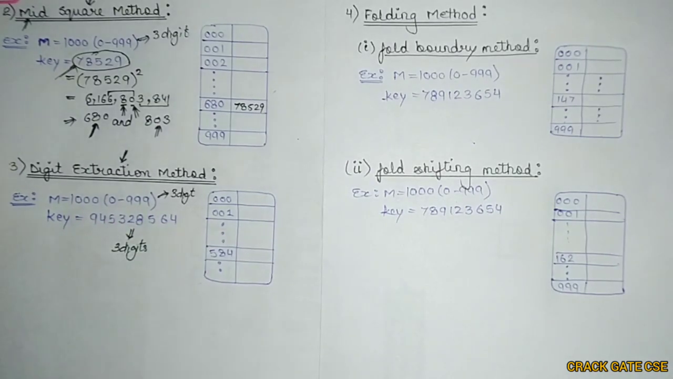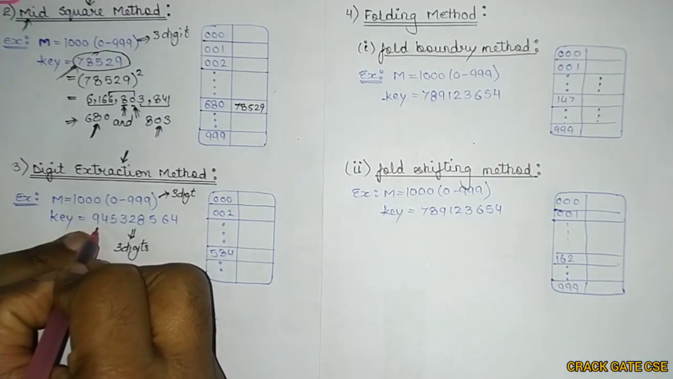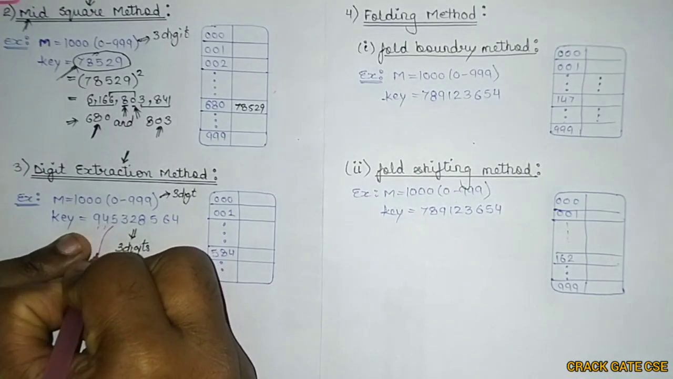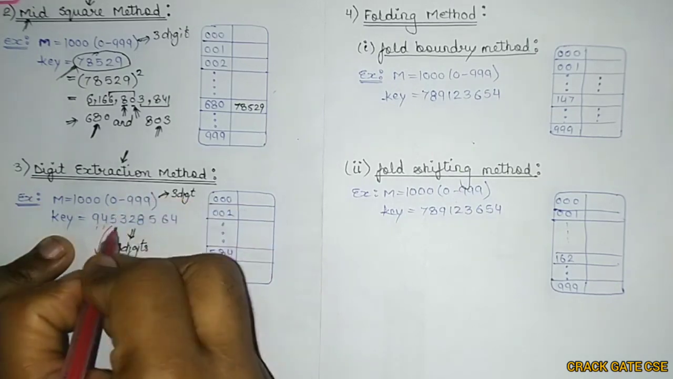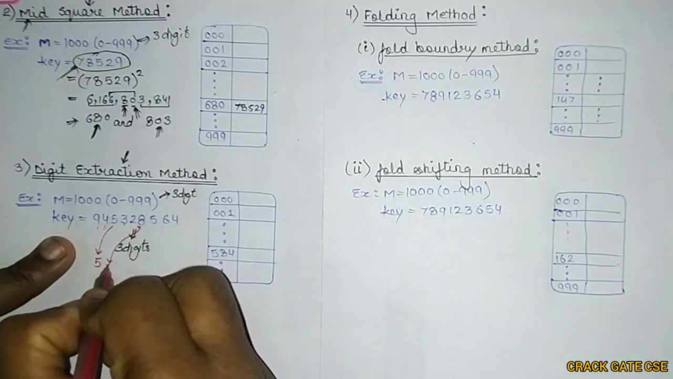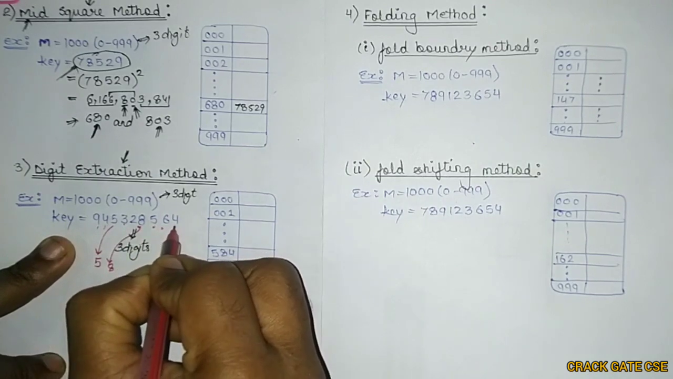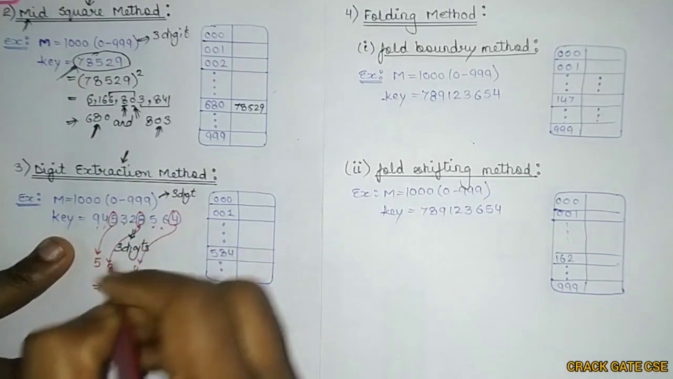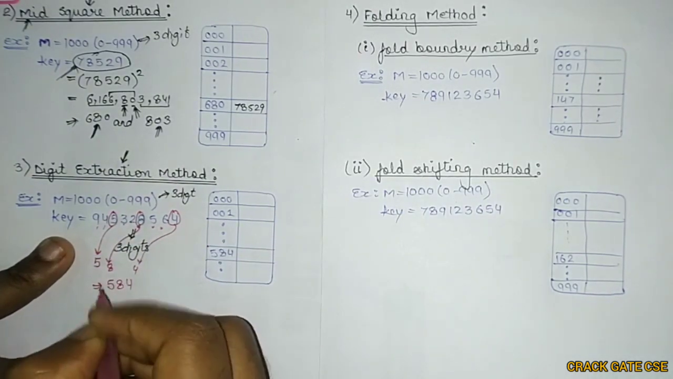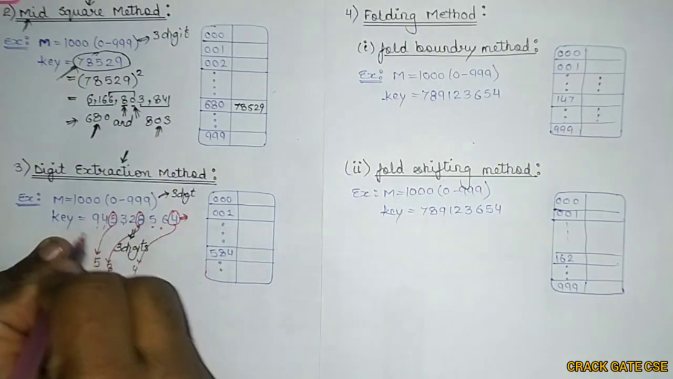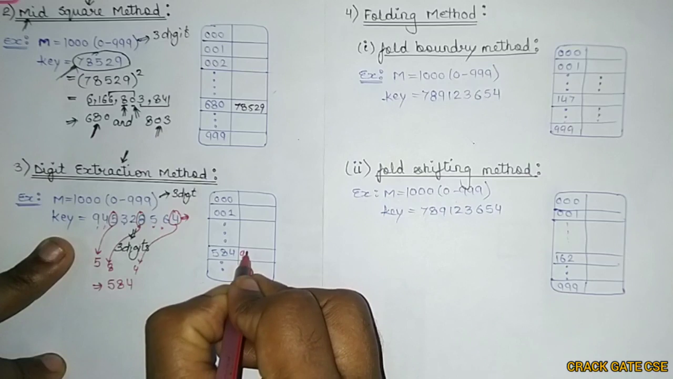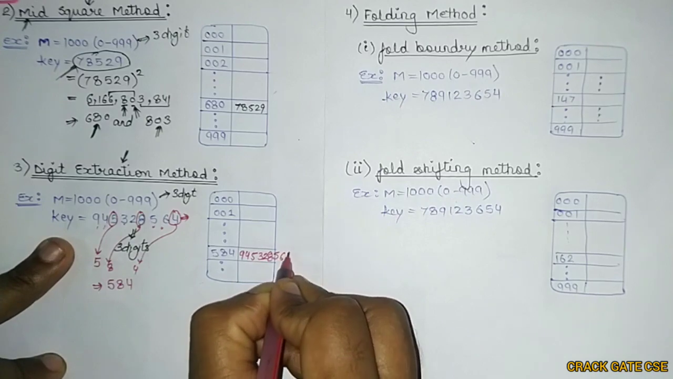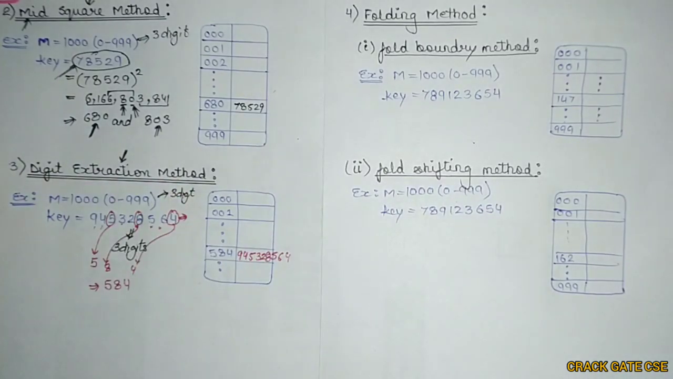How can we take these 3 digits? See, I will be starting from the left and I will be taking every third value. So this is first, second, this one is the third value, which is 5. Again I am doing this: first, second, this is the third value, which is 8. Again I am doing the same, 5, 6, 4, so this is 4. So I took every third value. So this value is 584. So I will be mapping this complete key, 9, 4, 5, 3, 2, 8, 5, 6, 4, to this 584. So this is how the digit extraction method works.